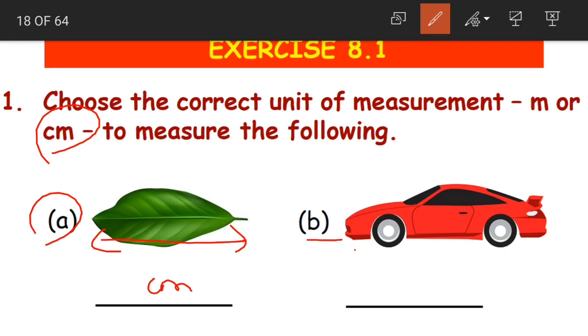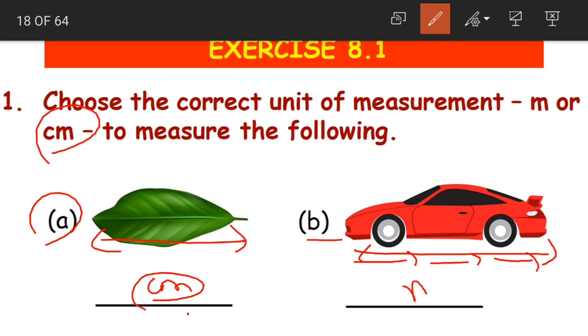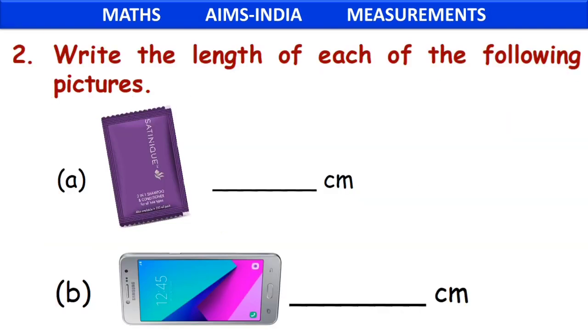Coming to B, we have a car here. Now, if we use centimeters for measuring the length of the car, it would be quite difficult for us. So, what will we go for? We'll go for using meters to measure the length of the given car. Yes, children, this is a bigger object, so we are using meters. It's a very small object, so we are using centimeters.